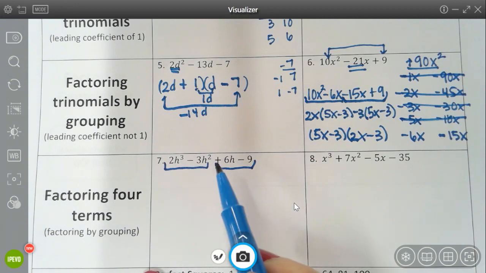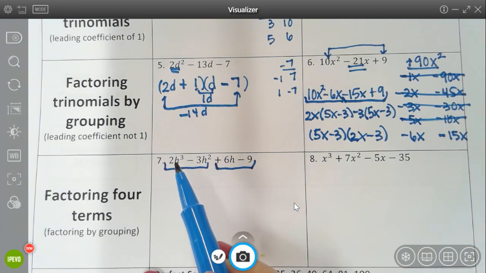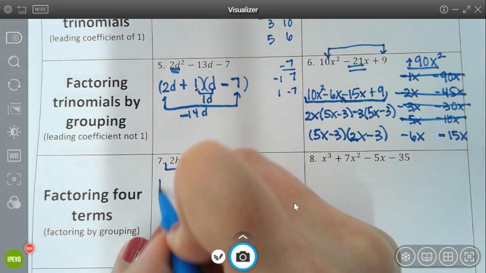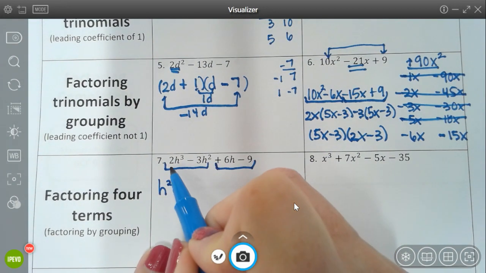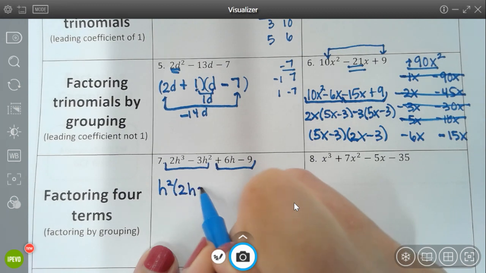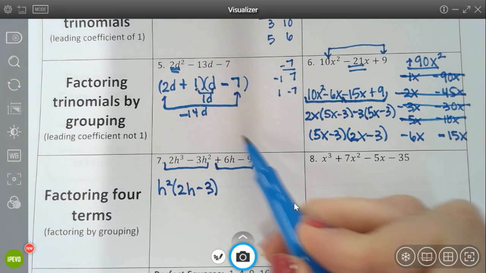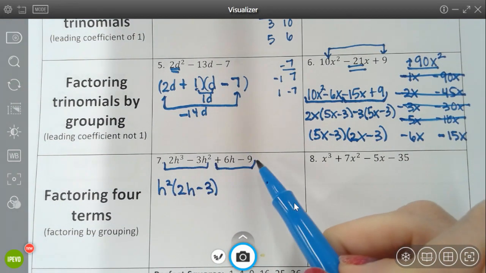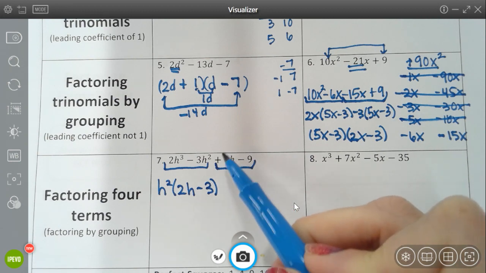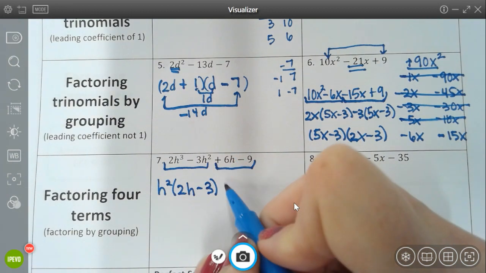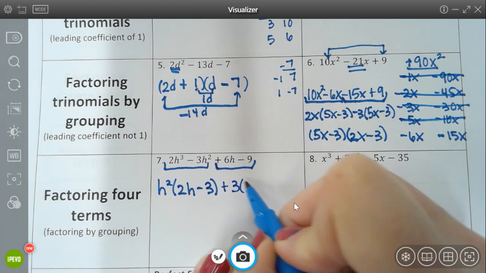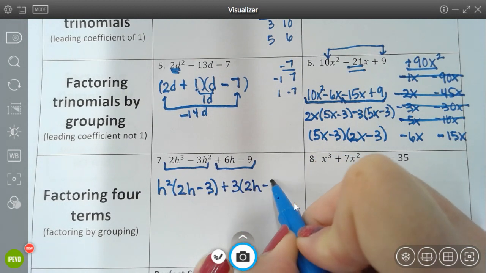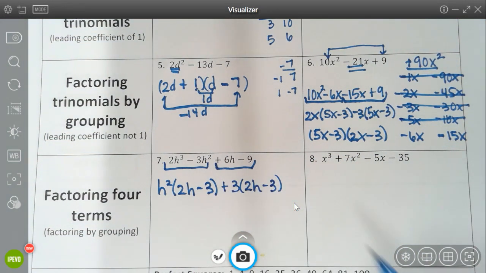So in this first group, my GCF would be just h squared. And then I'd be left with 2h minus 3. In the second group, between 6h and 9, my GCF would be 3. And it's going to be a positive 3 because my leading coefficient in that group was positive. And if I divide that out, I'm going to be left with 2h minus 3 when I divide both of those terms by that 3.